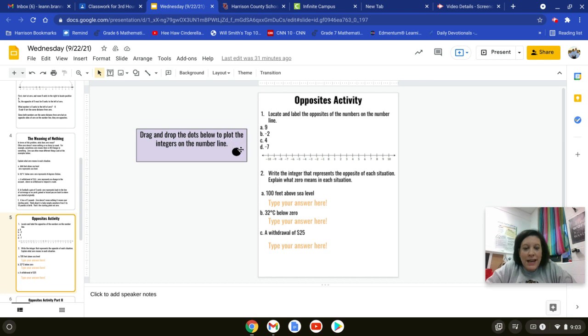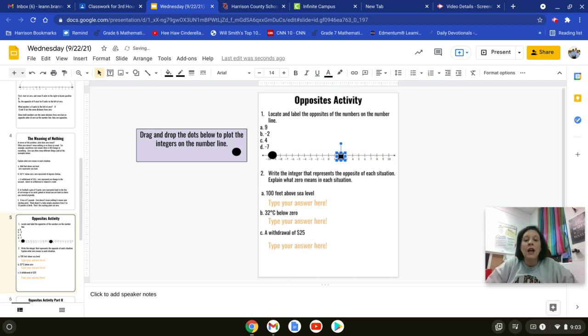So if we're going to talk about 9, what would be the opposite of 9? You would just take this little thing and move it to the opposite of 9, which is negative 9. And you drop your point. Locate negative 2. The opposite of negative 2 would be positive 2. So you're just locating the opposite of the numbers given.